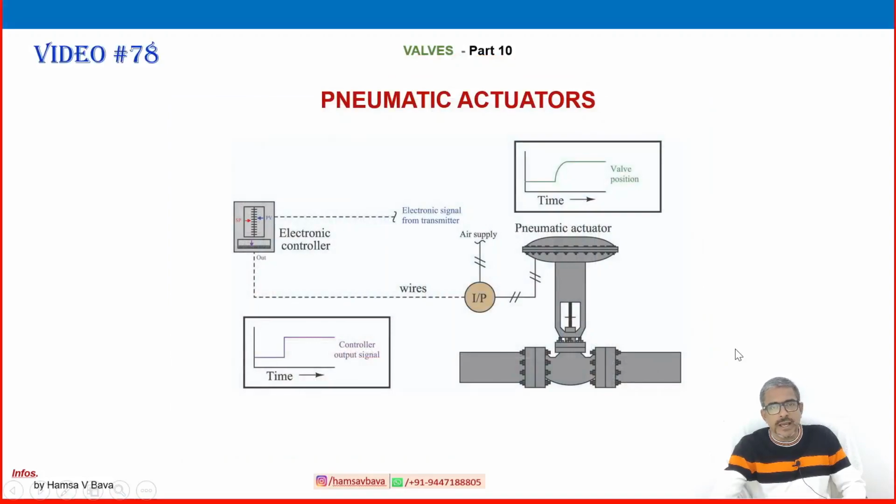We are continuing our videos on valves. So this time, valve part number 10. In this video we are discussing pneumatic actuators. Some of the actuators we have already discussed in part 9, manual operation also, manual valve also.